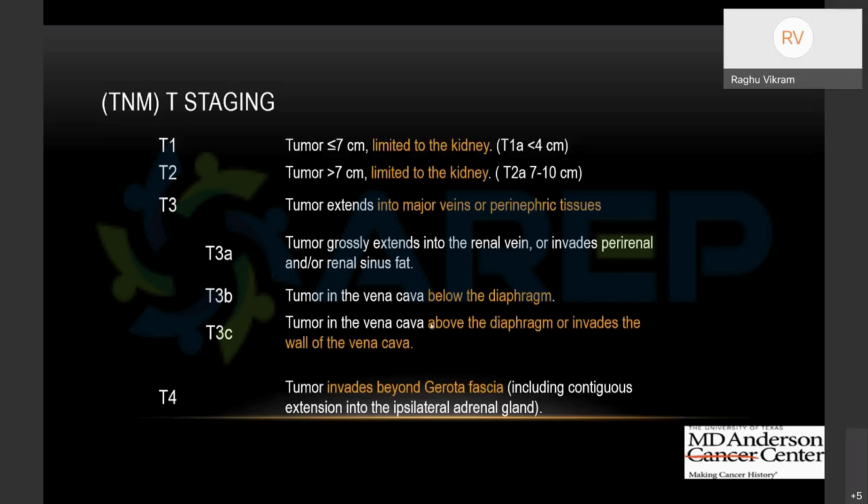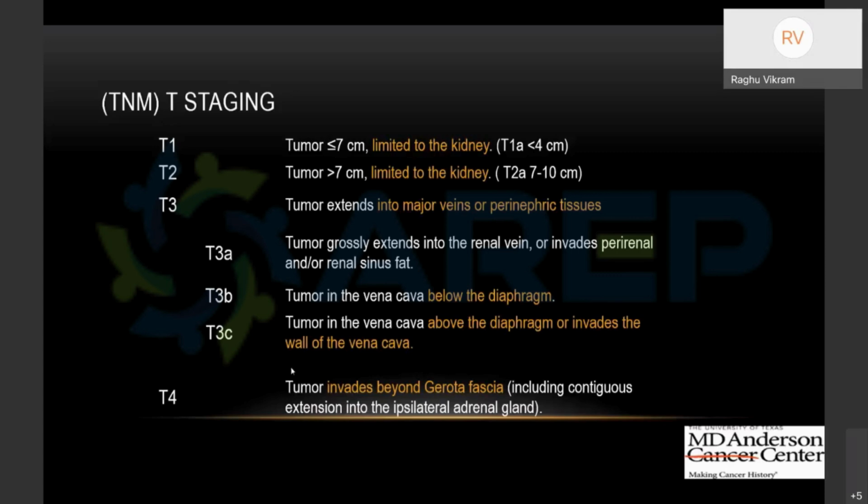If it is below the diaphragm, it is T3B. If it is above the diaphragm or invades the wall of the vena cava, which is again a difficult radiological question, it is called T3C. Why is it important? When it is a T3C tumor, a renal surgeon alone may not be able to do this surgery. Usually, at least in our centers, they involve the cardiothoracic or vascular surgeons to help them resect and reconstruct the inferior vena cava.